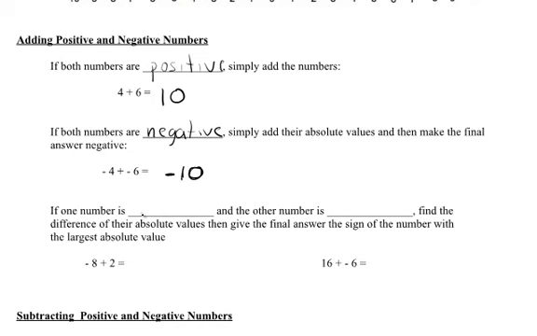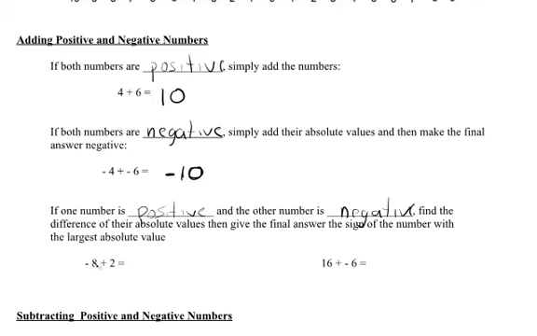Now, if one number is positive and the other number is negative, we have to find the difference of their absolute values and then give the final answer the sign of the number with the largest absolute value. So that can seem a little tricky, but let's walk through it, okay?